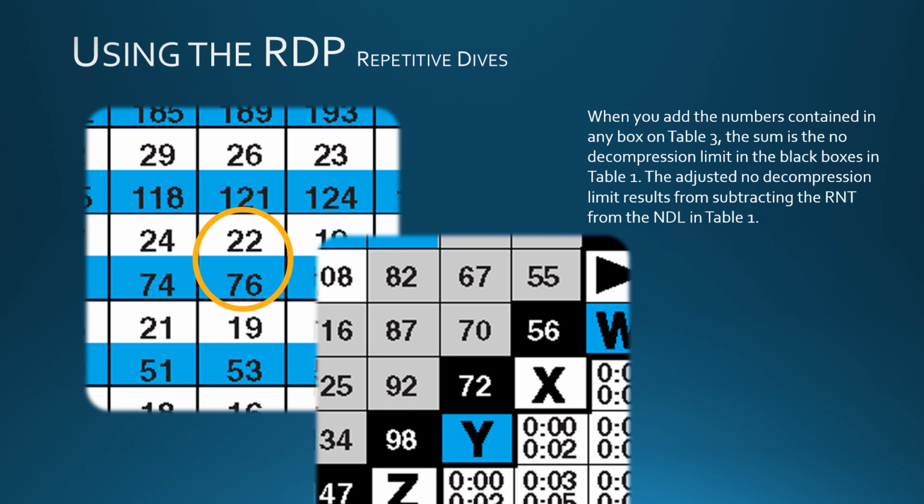Now if you add 22 and 76 together, you get 98, which, if you go back to Table 1 and follow 14 meters all the way to the NDL, the black box, you get 98 minutes. So now we know if you add the white and blue numbers for any depth and pressure group, you get the NDL for that depth back in Table 1. Make sense?